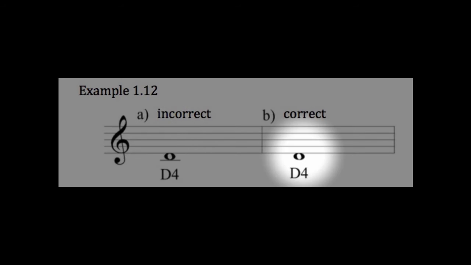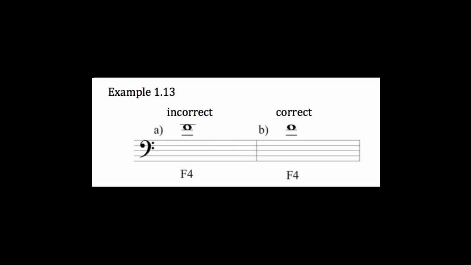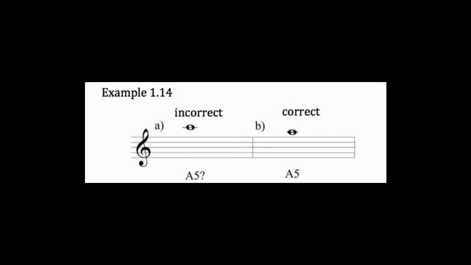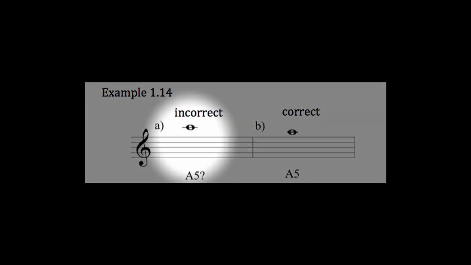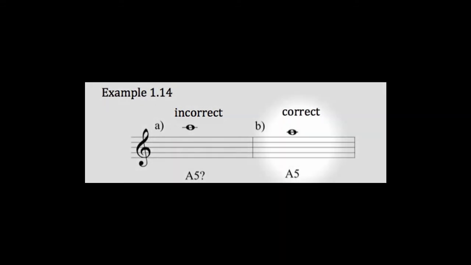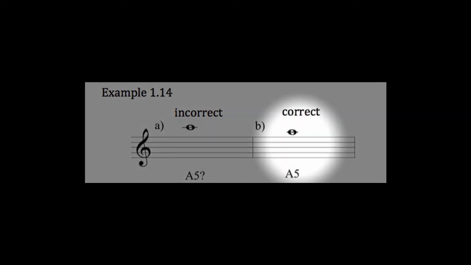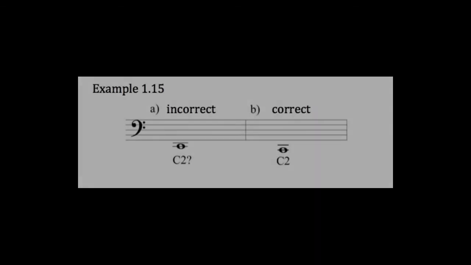A similar example is shown here in the F clef. In the next example, the A5 pitch above the G clef is very ambiguous because the spacing of the ledger line is much larger than the spacing of the lines in the staff. The notation to the right is much more clear and accurate. And here is a similar situation in the bass clef.